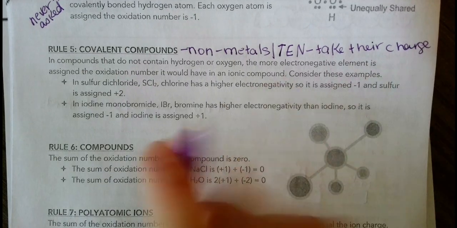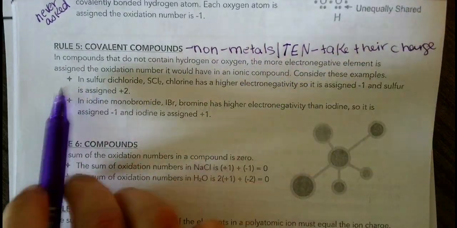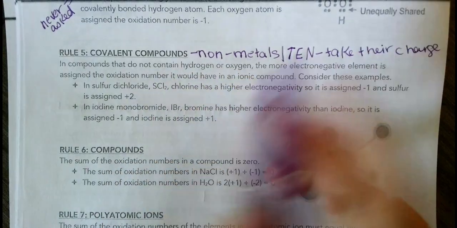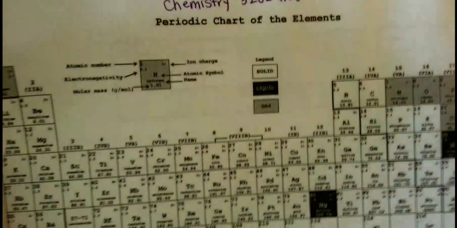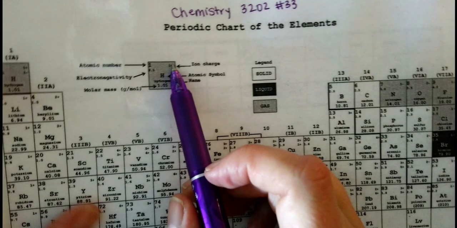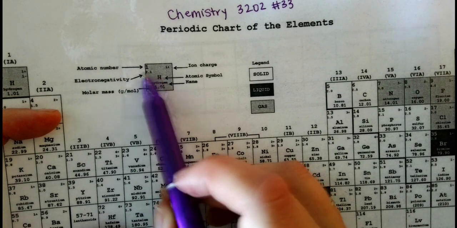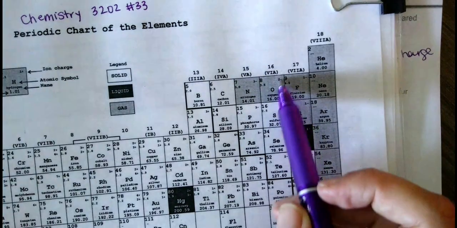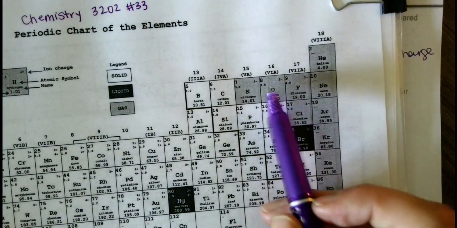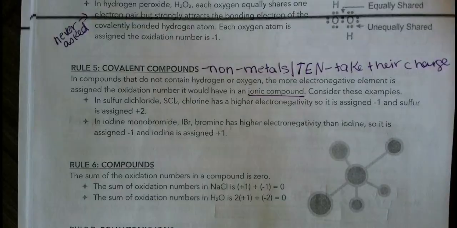So, in compounds that do not contain hydrogen or oxygen, the more electronegative element is assigned the oxidation number it would have as an ionic compound. If you are forgetting Unit 2 of Chemistry 2202, can't really blame you. You have a lot of things to learn every year. Electronegativity is right here. You can see it on your periodic table, friends. For example, fluorine's the most electronegative thing. It's 4. Oxygen's 3.5, and so on. So electronegativity is right there, given to you.